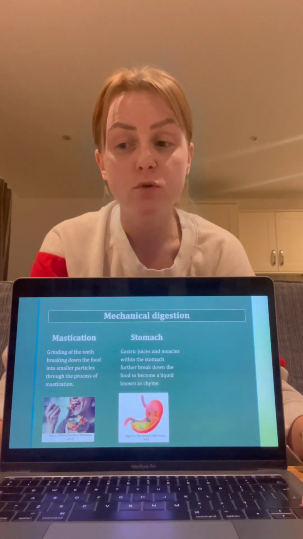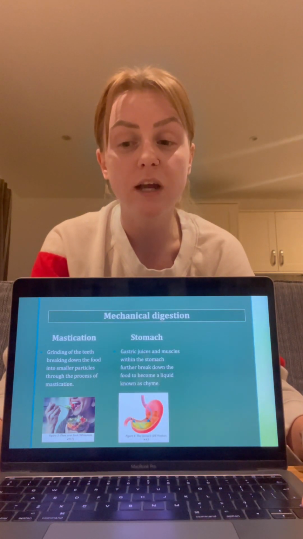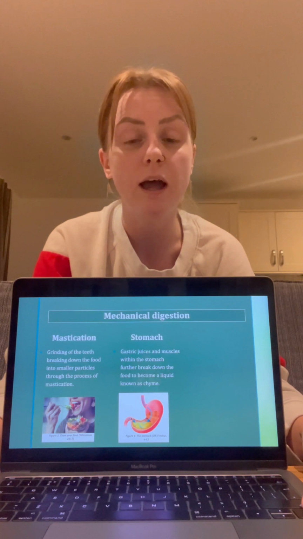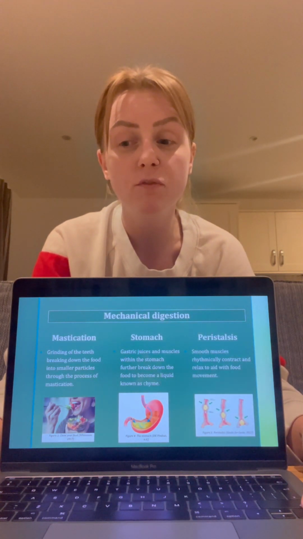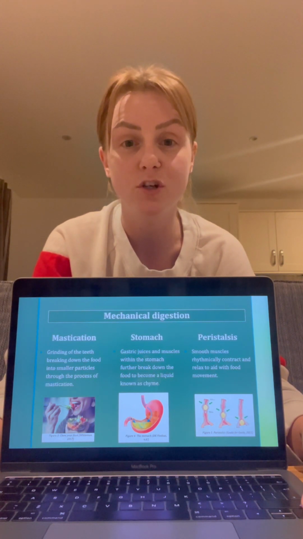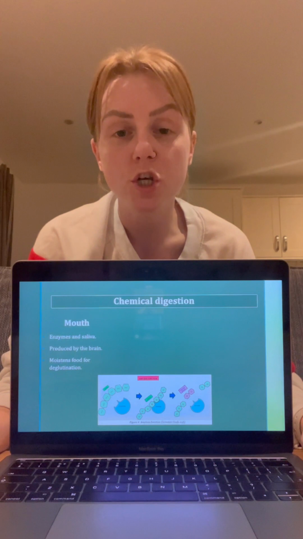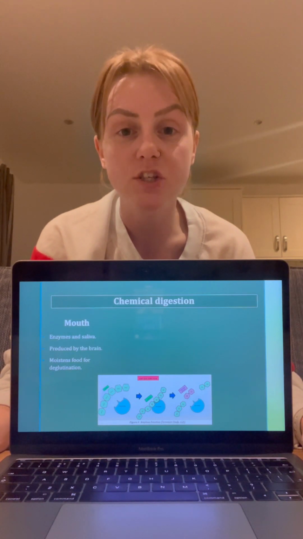Food is swallowed and travels to the stomach, where it is liquefied with the use of gastric juices and stomach muscles contracting, churning it into chyme, to be moved into the duodenum of the small intestine, where absorption happens, and also peristalsis. Peristalsis is when the smooth muscles rhythmically contract and relax to aid with the movement of food through the digestive tract.